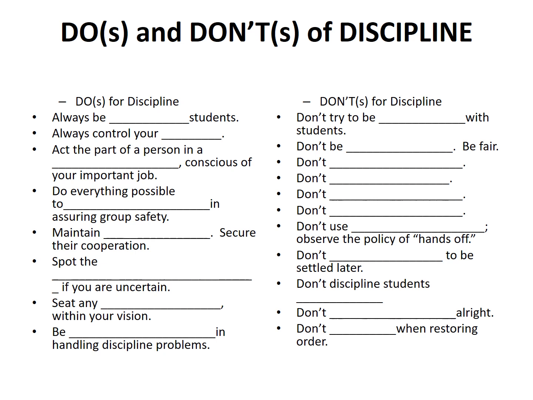So let's look at some don'ts. Don't try to be best buddies with students. Yes, be friendly, but you're not their friend. Don't be too lenient, but be fair. Let the punishment fit the crime. Don't make wisecracks. Again, no sarcasm. We never threaten, shout, or argue with students. Don't use physical force. Observe the policy of hands off.